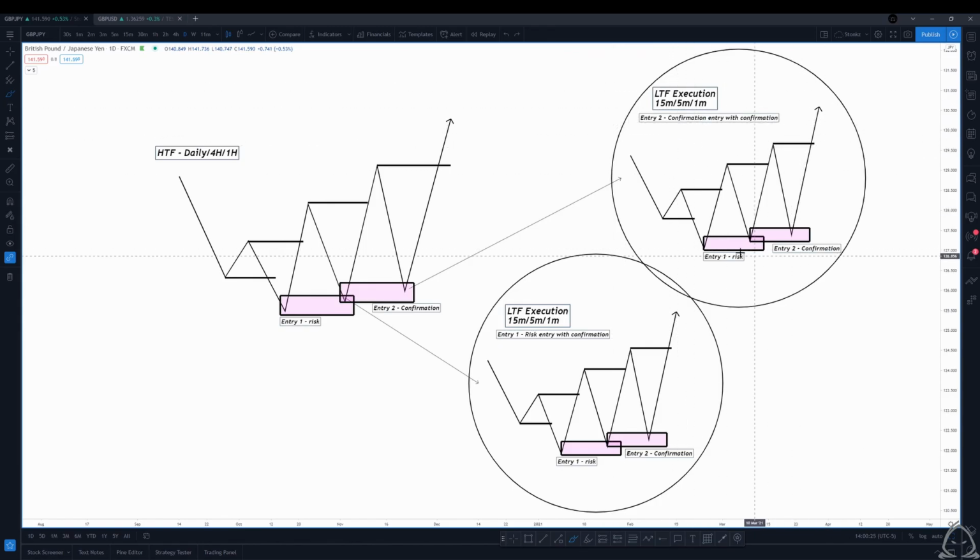And in this case, we have entry one, which would be the risk entry of the confirmation, which would be that first break of structure and into the first point of interest. Or we have the second, which would be a confirmation entry within a confirmation entry, where we're seeing that succession of higher highs and higher lows being created. And we take our entry on that second point of interest to take the trade long.